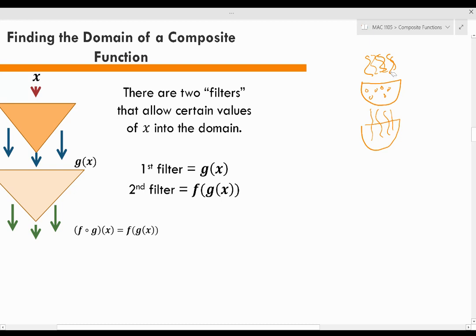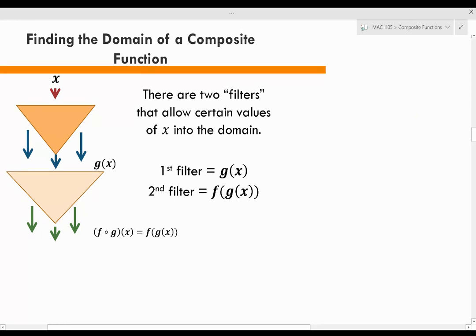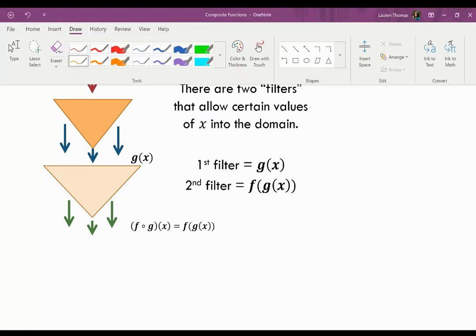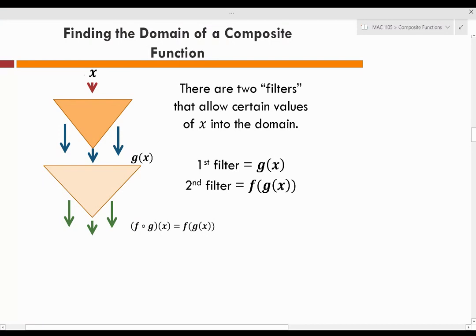So if you want to think about finding the domain like a strainer and pouring spaghetti noodles in it, you can do that. The first thing we're going to do is start out with all x's possible, and we would place them into the first filter.